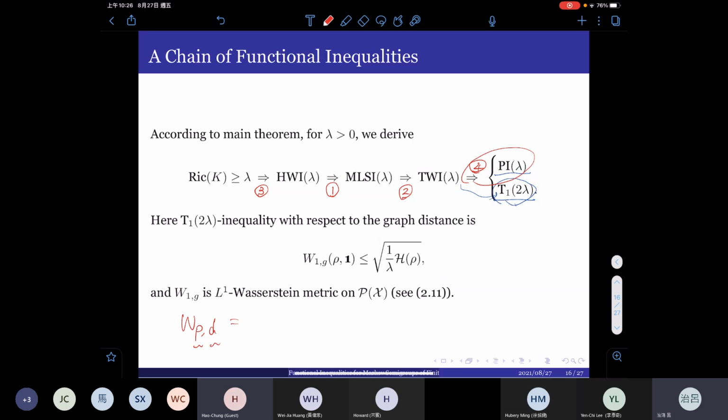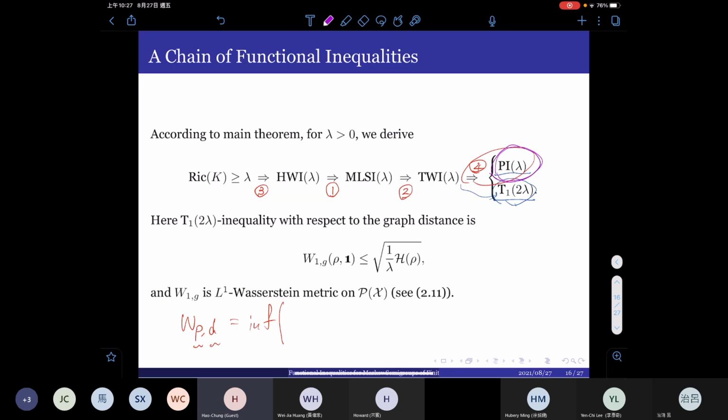Can I ask a question? Yeah, of course. Can you briefly explain the application of this chain of functional inequalities? What can we do with this chain? If we can get a functional inequality, then we can use this inequality to estimate the mixing time, that is, how rapidly the chain converges to the steady state. Okay. So which inequality in this chain can be used to estimate the mixing time? Usually we use this one, because here we have a bunch of inequalities, right?